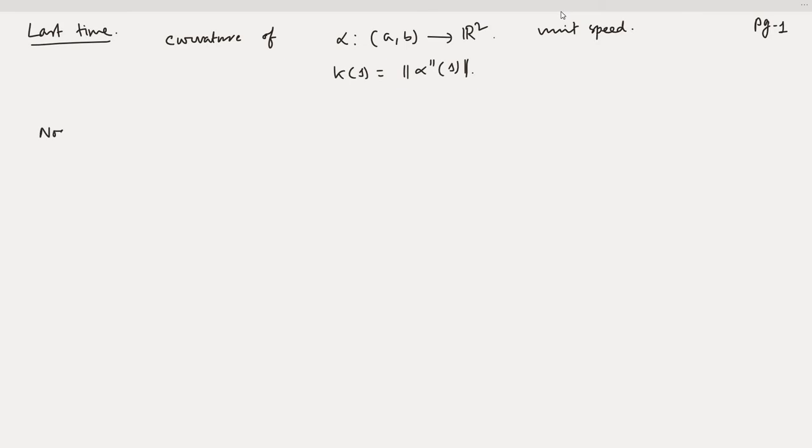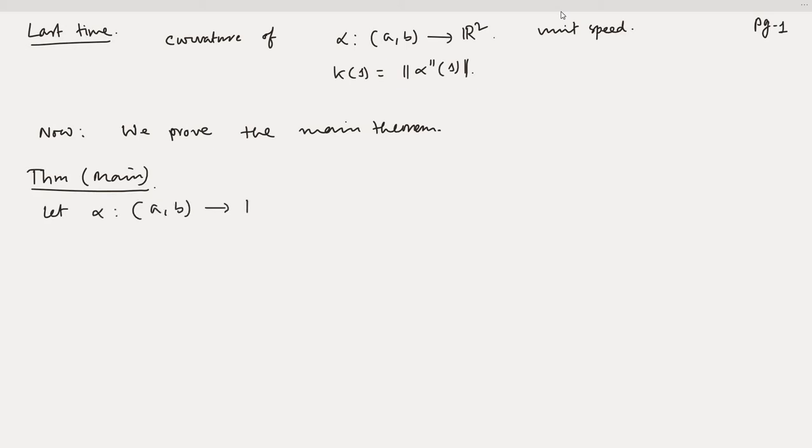So now we prove the main theorem. The statement is the following: let alpha from the open interval (a, b) to R3 be a regular curve, which means alpha prime of t is not equal to 0 for all t in the domain (a, b).